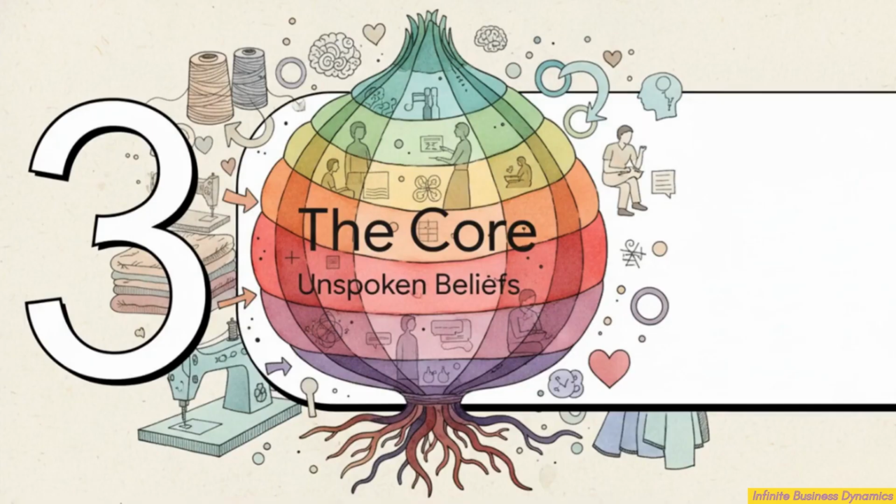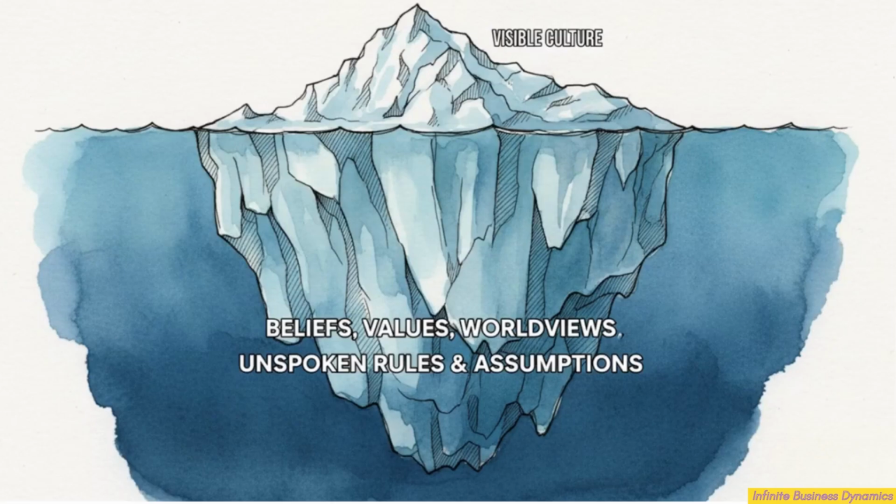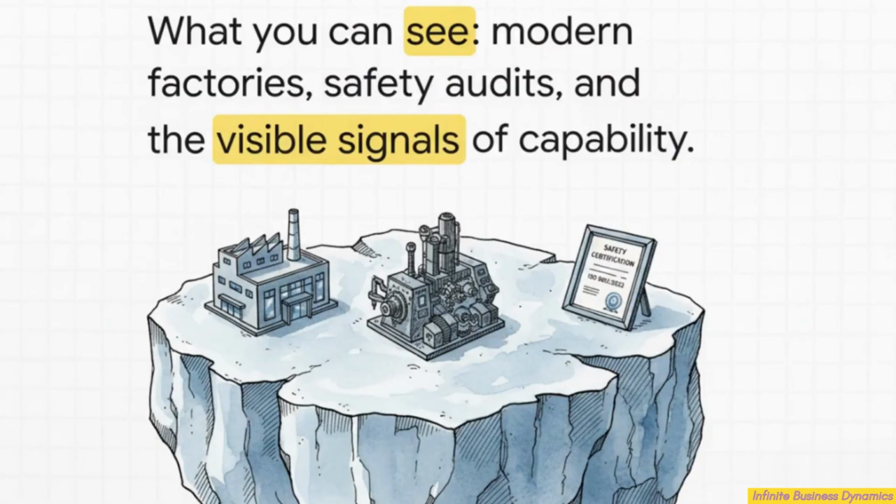Okay, so we've peeled back the national layer and the company layer. Now we get to the very center of the onion, the core. These are the deep, unspoken beliefs that drive absolutely everything. And the best way to think about this is Schein's cultural iceberg. It's a simple idea, but it's so powerful. You know how an iceberg works, right? You only see the tiny tip sticking out of the water. The real mass, the part that can sink a ship, is all hidden underneath. Culture is exactly like that.